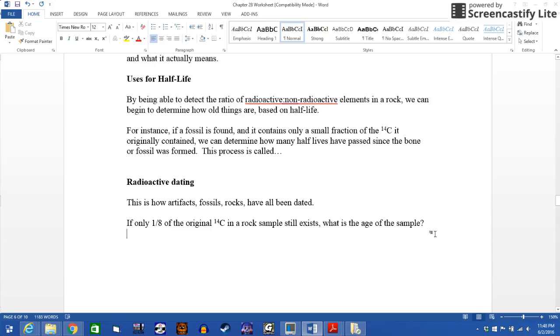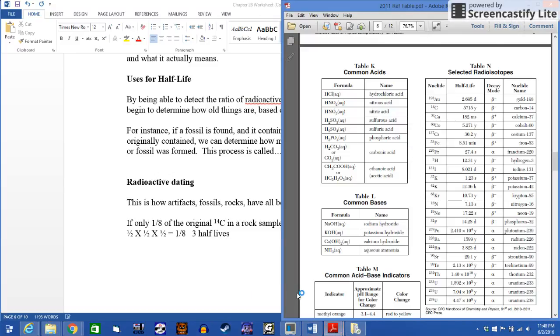Okay, now that you're back, you could have done this with a half-life table. Any way you like. You could find out that it's a half times a half times a half gives you an eighth, right? And since that's the case, that means you went through 3 half-lives to get to an eighth. That's another way to do it. So it's 3 half-lives. And then you go to table N.